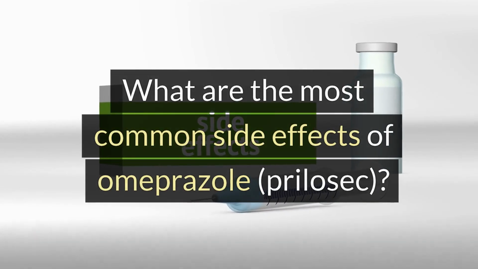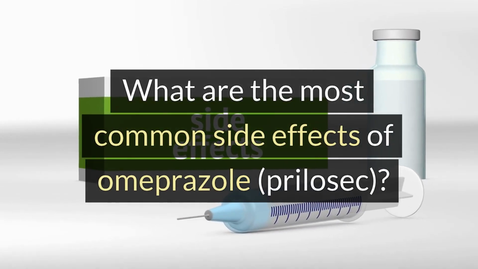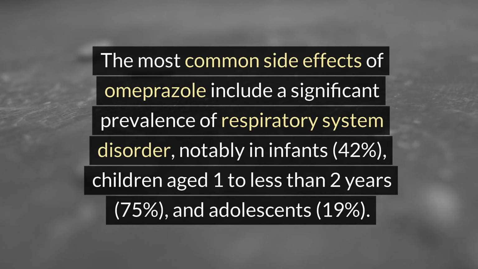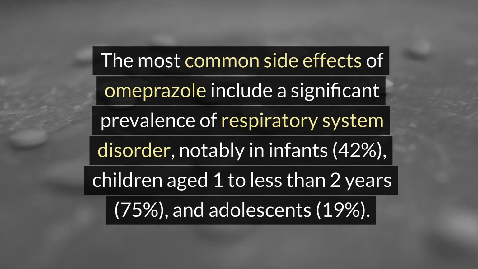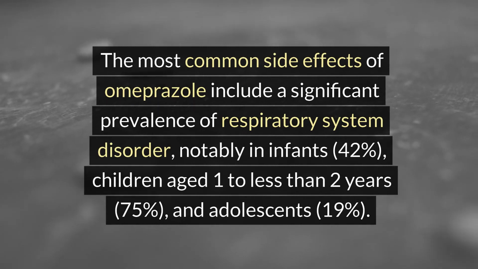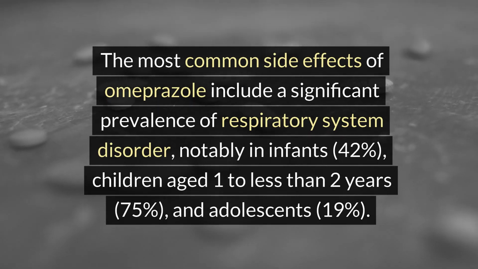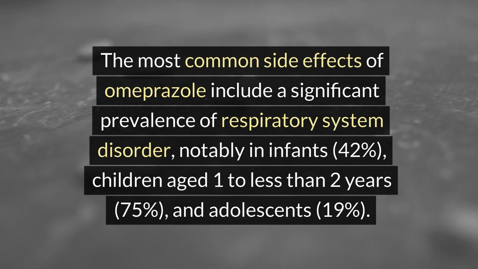What are the most common side effects of omeprazole, Prilosec? The most common side effects of omeprazole include a significant prevalence of respiratory system disorder, notably in infants, 42%, children aged 1 to less than 2 years, 75%, and adolescents, 19%.